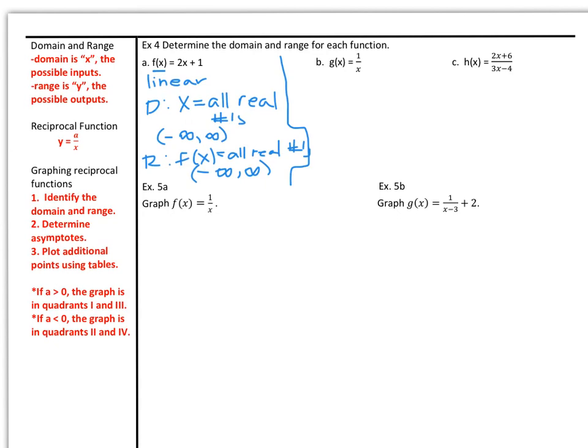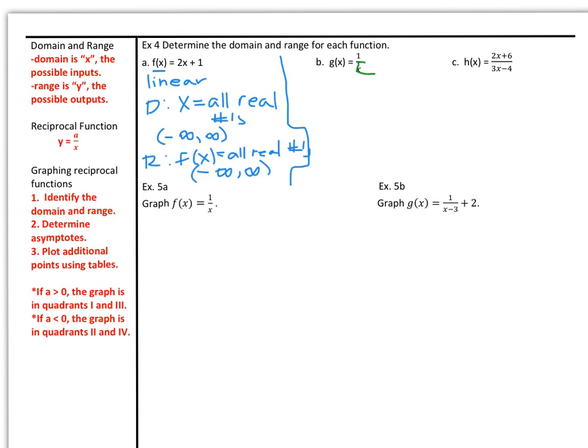It says g of x equals 1 over x. Now x is in the denominator. When you have a fraction, there are certain rules for fractions that we have to be mindful of. In this case, it's that a fraction can't have 0 in the denominator. So that's something that you're going to definitely want to remember for this. Fractions can't have 0 in the denominator.